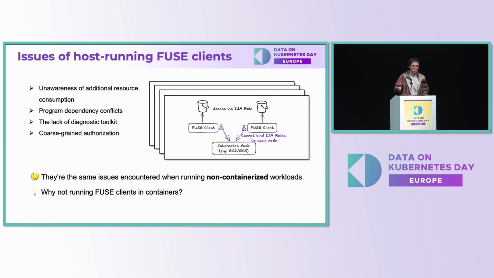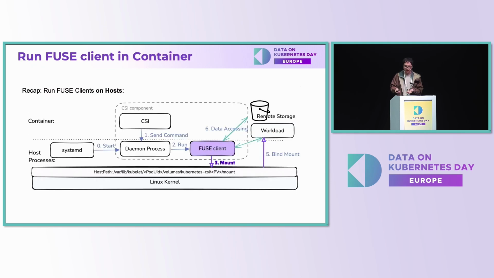They look like the same issues encountered when we are running a non-containerized workload. So a simple solution would be, why not run Fuse clients in containers? But how can we run Fuse clients in containers? This is a recap of the host running version, the CSI and the Fuse and the persistent volume combination. CSI launches a Fuse client process every time a workload pod is scheduled on that node.